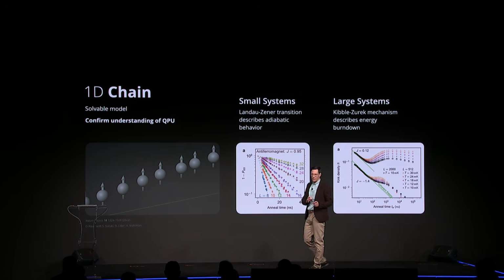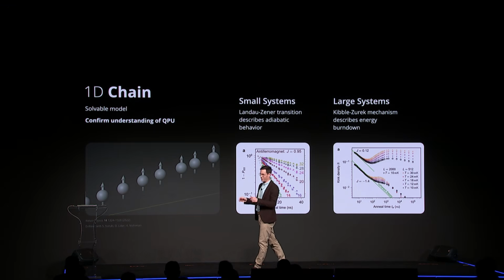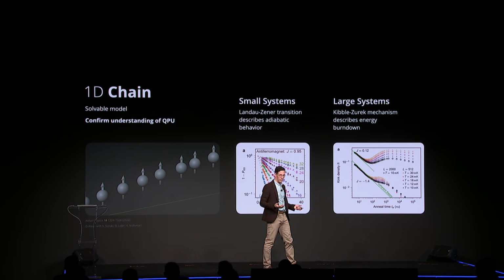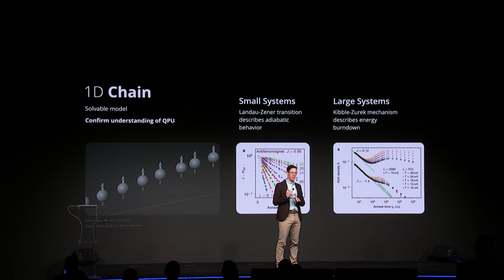In the small system, it's Landau-Zener. Large system, Kibble-Zurek. These are just names to most of you. But the important thing that we saw in the large system was, first of all, we get the right slope in the quantum coherent regime. And secondly, we see the quantum coherent regime.